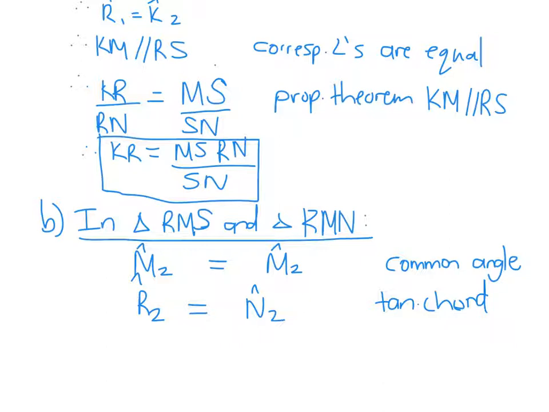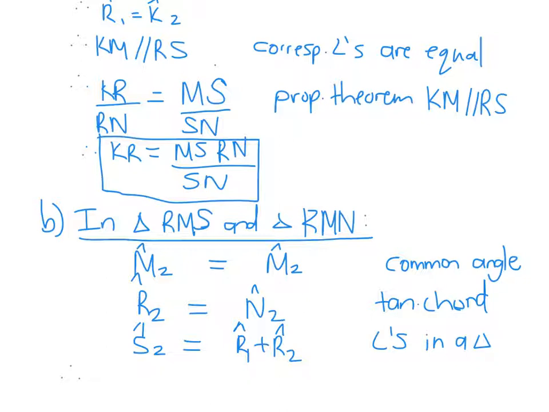So angle RMS, they're talking about angle S2, is equal to angle RMN. So RMN, they're talking about R1 and R2 in this triangle. And what is my reason? Angles in a triangle.